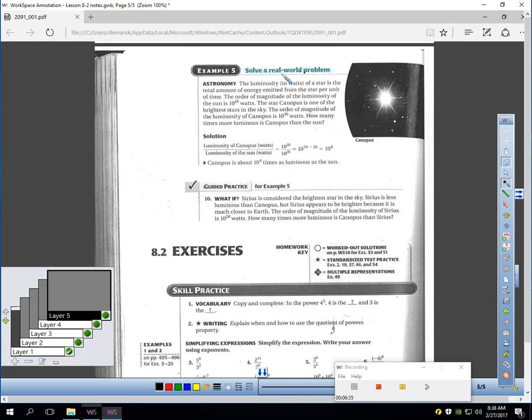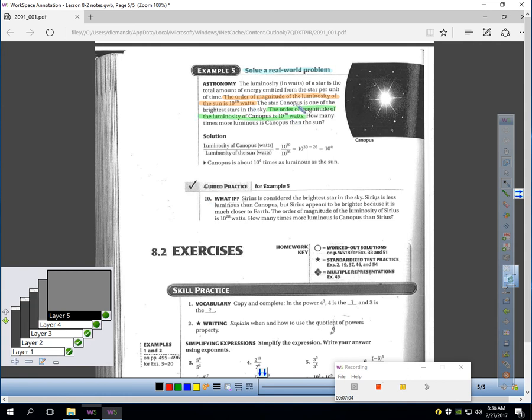Solve a real-world problem. And you can see here the luminosity in watts of a star is the total amount of energy emitted from the star per unit of time. The order of magnitude of the luminosity of the sun is 10 to the 26 watts. Remember, order of magnitude is rounding to the nearest base 10.